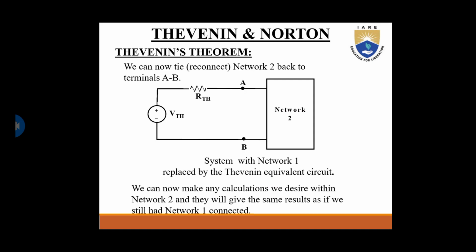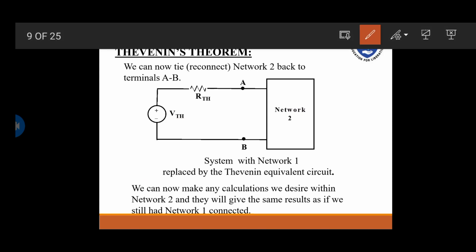We now tie network 2 back to what we considered before as network 1. Even network 2 consists of many circuits. Consider it now tied to the circuit replaced by Thevenin's equivalent circuit. We can now make any calculation with network 2 and it gives the same result as if you still had network 1 connected. You can find any desired value in network 2 by using the Thevenin equivalent circuit.